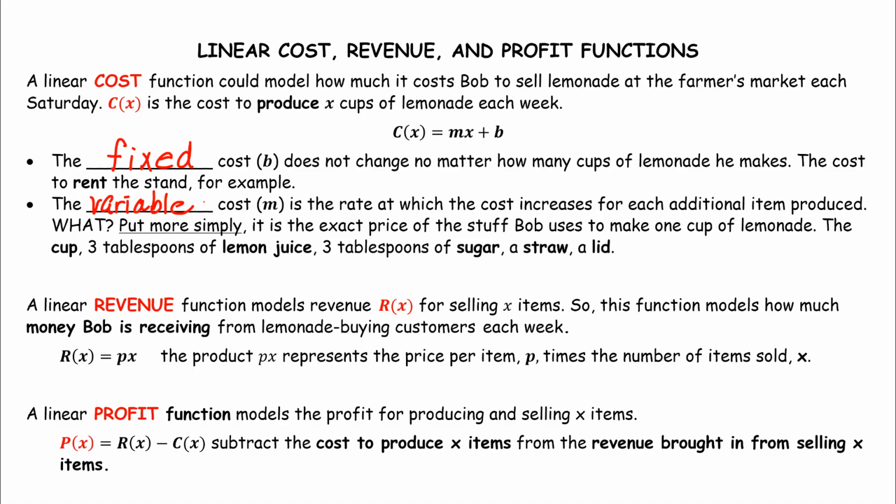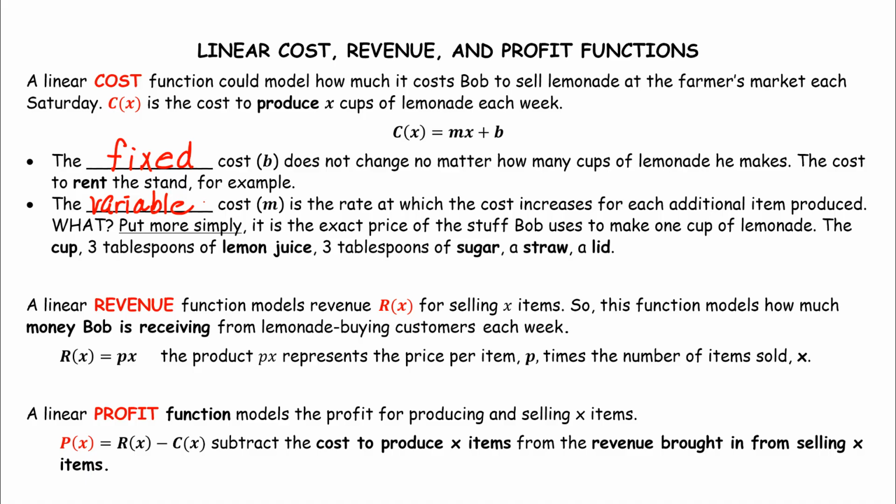A linear revenue function models revenue. So R of x means the money that you get for selling x items. And that's just x times the price of the item. So if you sell your lemonade for $1 a cup, then your revenue is going to be $1 times the number of cups of lemonade you sell. So revenue is just a function that talks about how much money people hand Bob over the counter as he gives them their lemonade. That's his revenue. That's the money that's coming in. Price per cup times the number of cups, px.